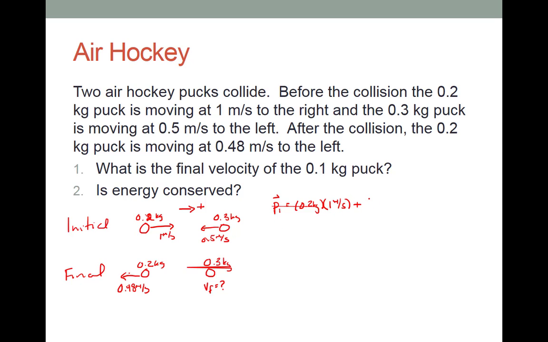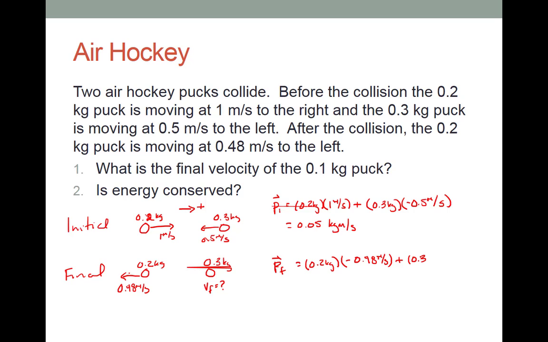Going to add to it the momentum of the 0.3 kilogram puck, so that's 0.3 kilograms times a negative 0.5 meters per second. It's negative because it's going to the left. And if you multiply all that out, you get 0.05 kilogram meters per second. The final momentum of the 0.2 kilogram puck is 0.2 kilograms times a negative 0.48 meters per second. And it's negative again because it's going to the left, and we've defined to the right as positive.